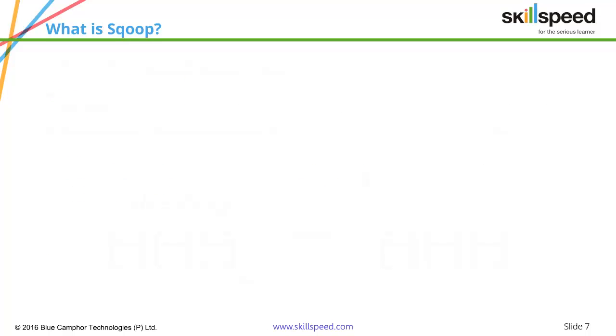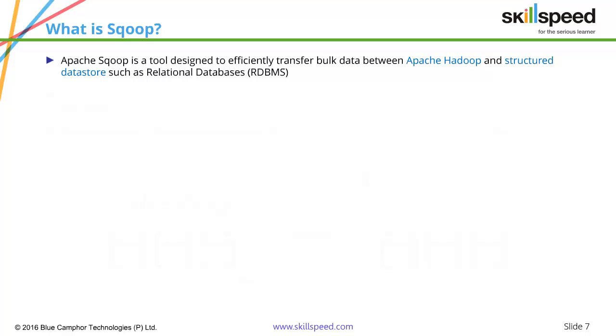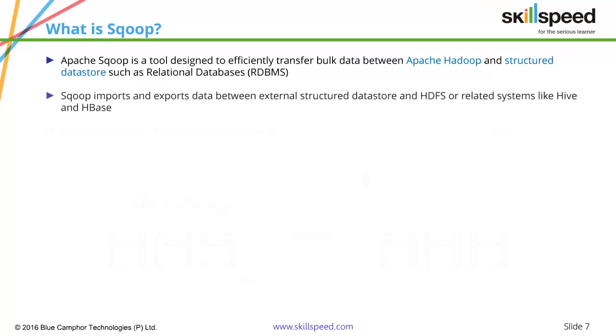So what exactly is Sqoop? It is a tool designed to efficiently transfer bulk data between Hadoop and structured data stores such as RDBMS. Sqoop imports and exports data between external structured data store and HDFS. Now, when you say a Sqoop import, that means you are copying data from RDBMS to Hadoop. When you say Sqoop export, that means you are copying data from Hadoop to RDBMS.